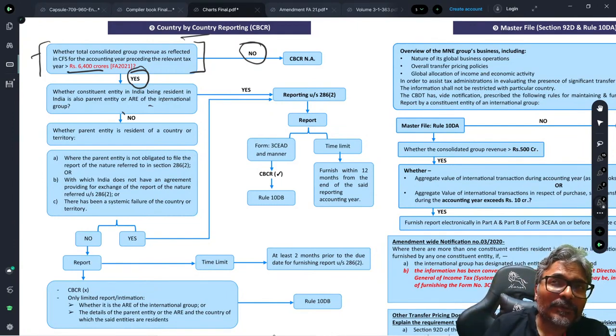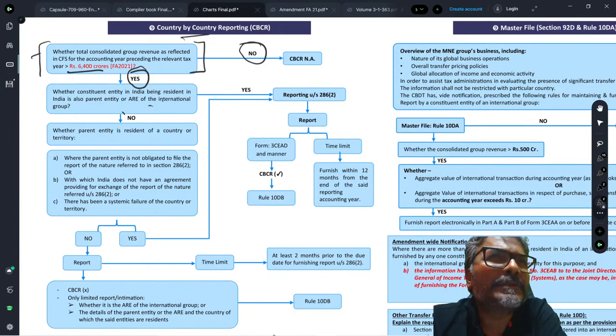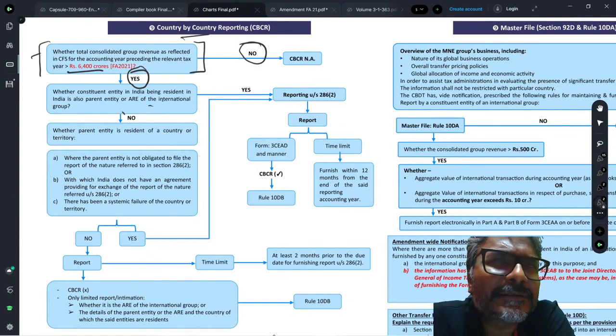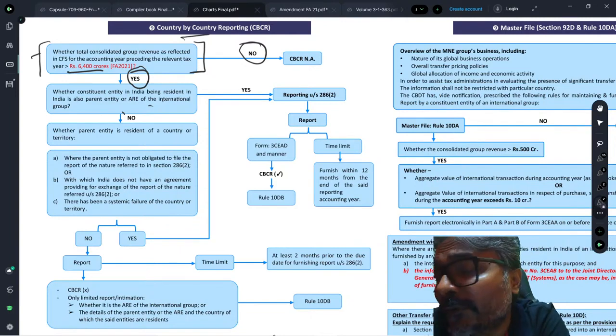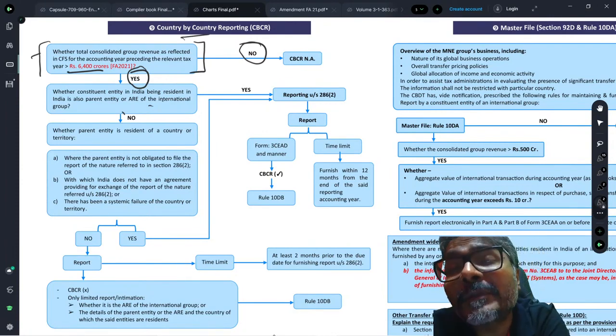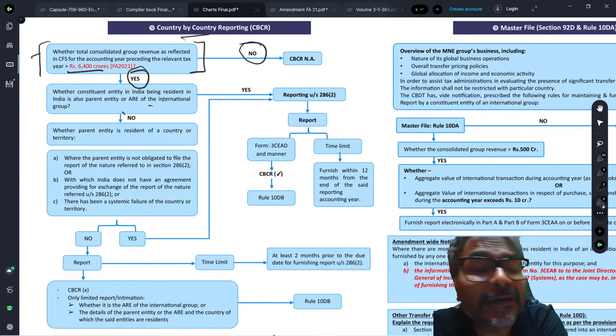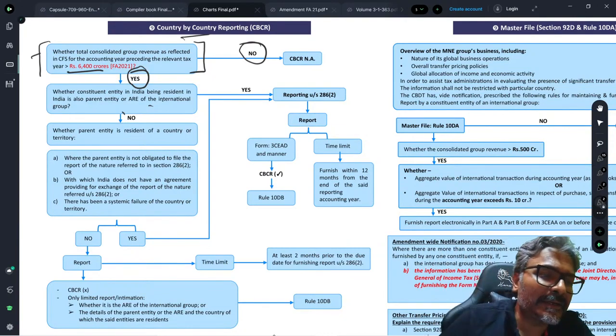Okay. So the question that will arise is, then who will file CBCR in India? Obviously, in India, the CBCR will be filed by the Indian parent entity. Who is the Indian parent entity? Infosys, Wipro, Reliance. These are the Indian parent companies. They are the ones who will be filing the CBCR with the Indian tax authorities.